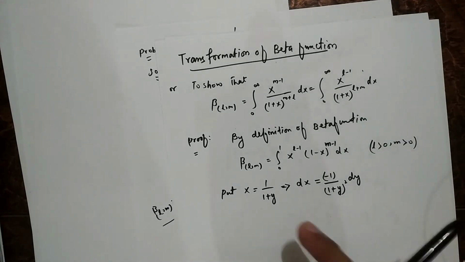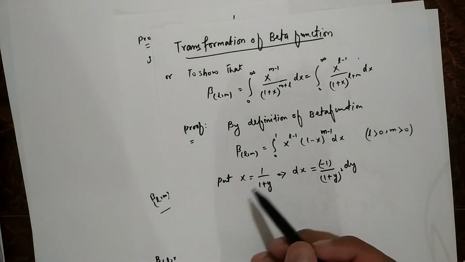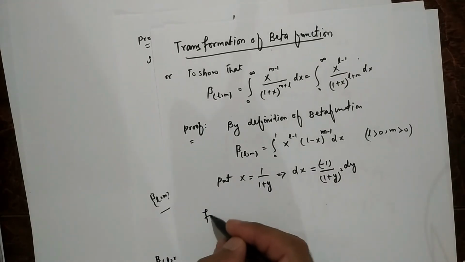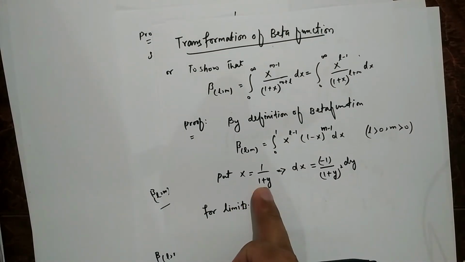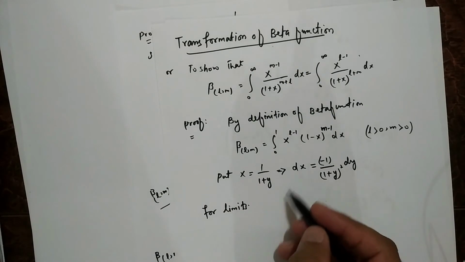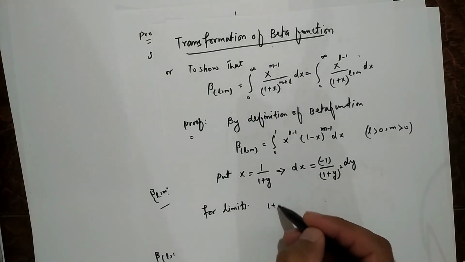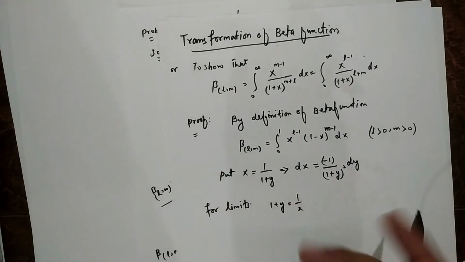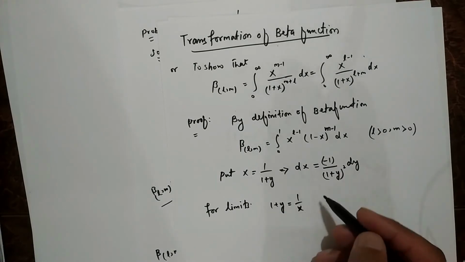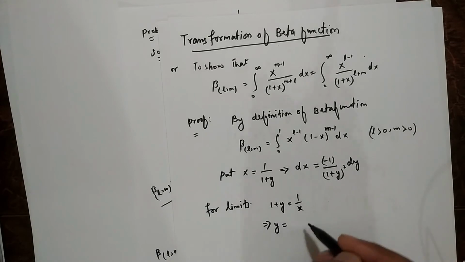So again we have made some substitution, so we have to check whether the limits have changed or not. So for limits, we have made the substitution here. Solving this equation for y, 1 plus y will be equal to 1 upon x, bringing this 1 plus y to the left and x to the denominator, y will be equal to 1 upon x minus 1.